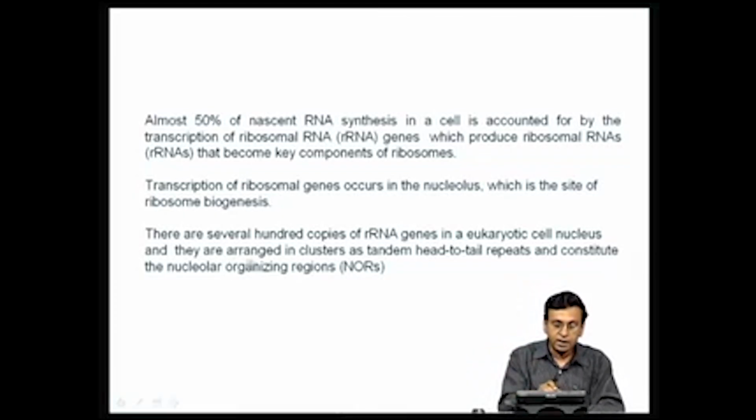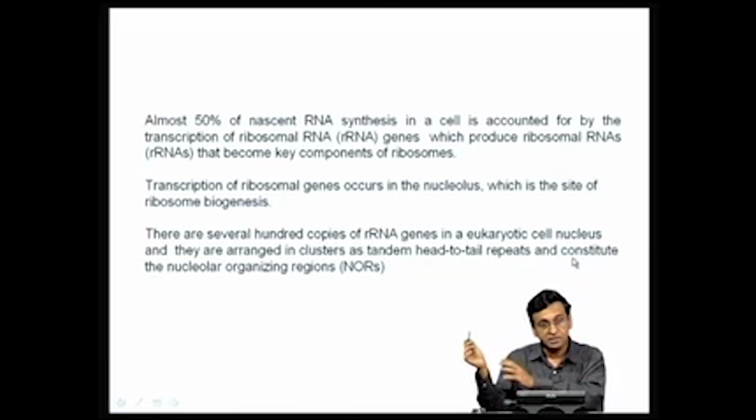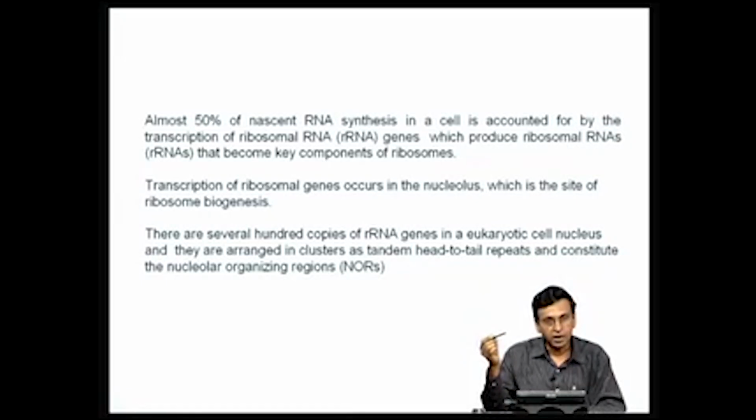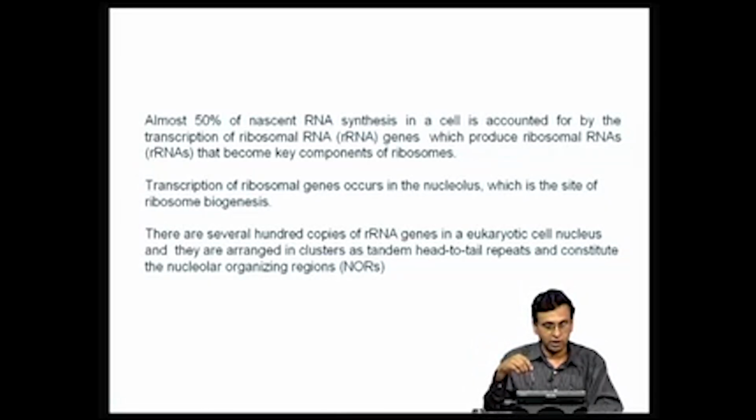So, there are several hundred copies of ribosomal RNA genes inside a eukaryotic cell nucleus, because if you have to make such huge amounts of ribosomal RNA, you require multiple copies of the ribosomal genes. Therefore, there are several hundreds of such ribosomal genes inside the eukaryotic cell nucleus, and all these genes are arranged in clusters as tandem head to tail repeats, and this constitutes what is called the nucleolar organizing regions.